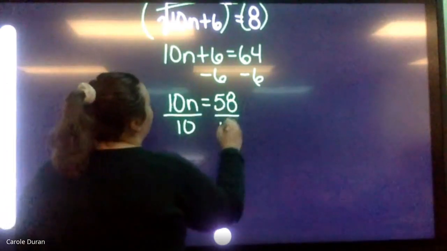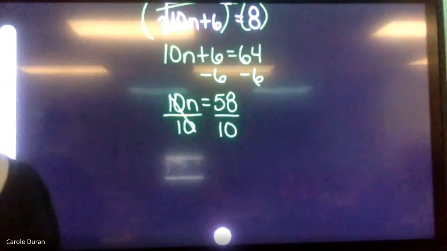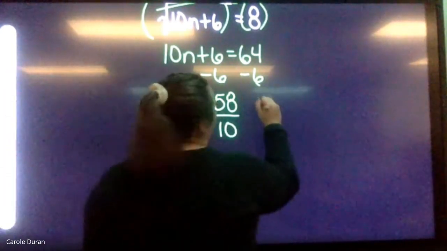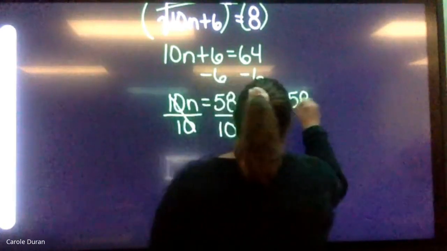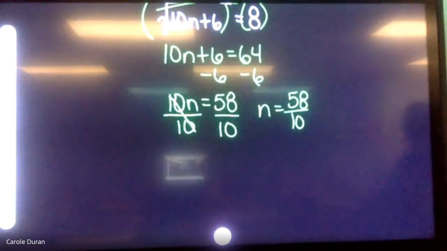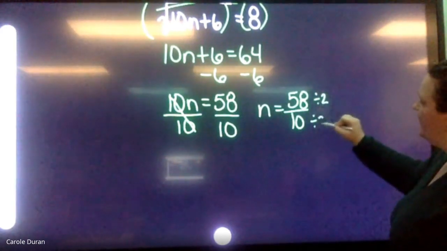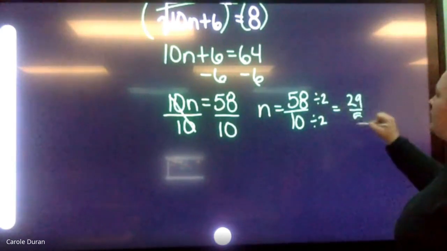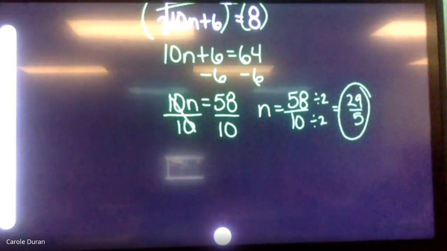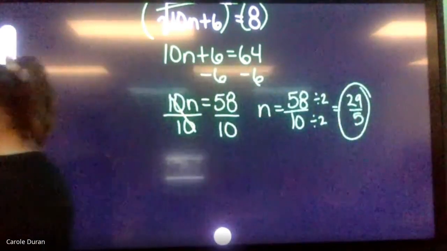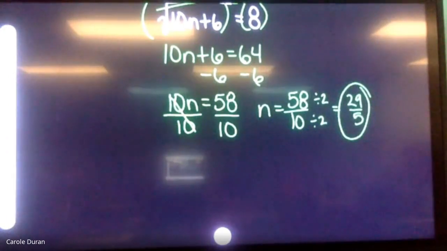I never once said that we were going to get nice, beautiful whole numbers for all of this. No, no decimal. So I have 58 over 10, both of which are even, so I can divide 2 out of each of them. And when I do, I get 29 over 5, and that is my answer. I want fractions, but I want reduced fractions if it comes out that way.